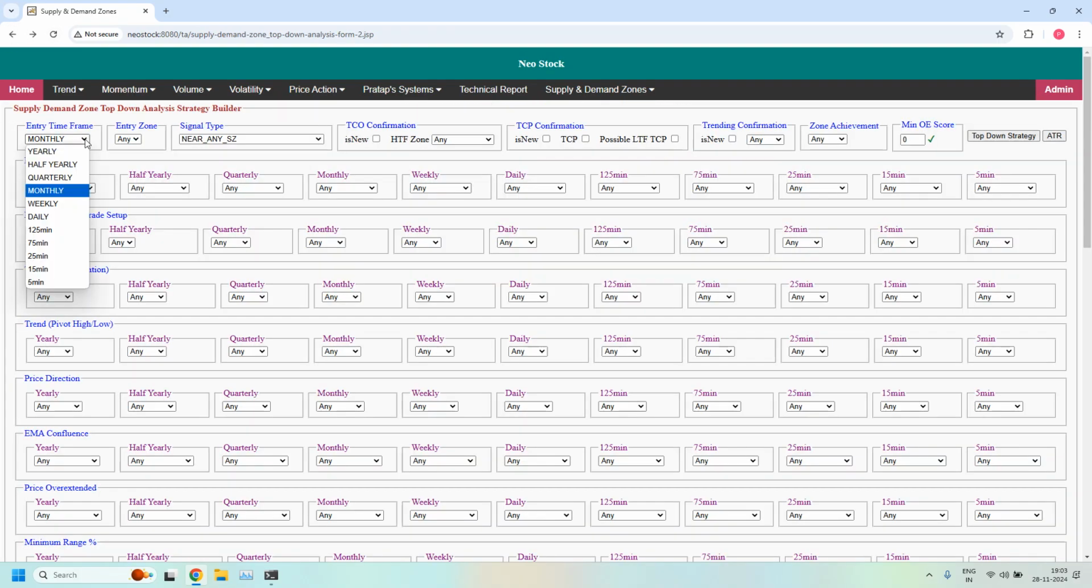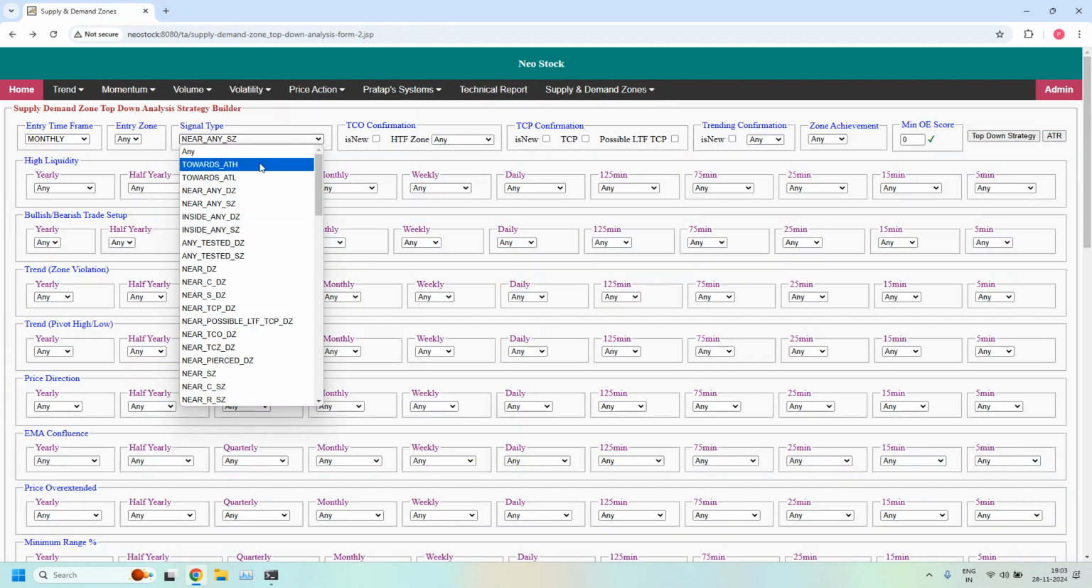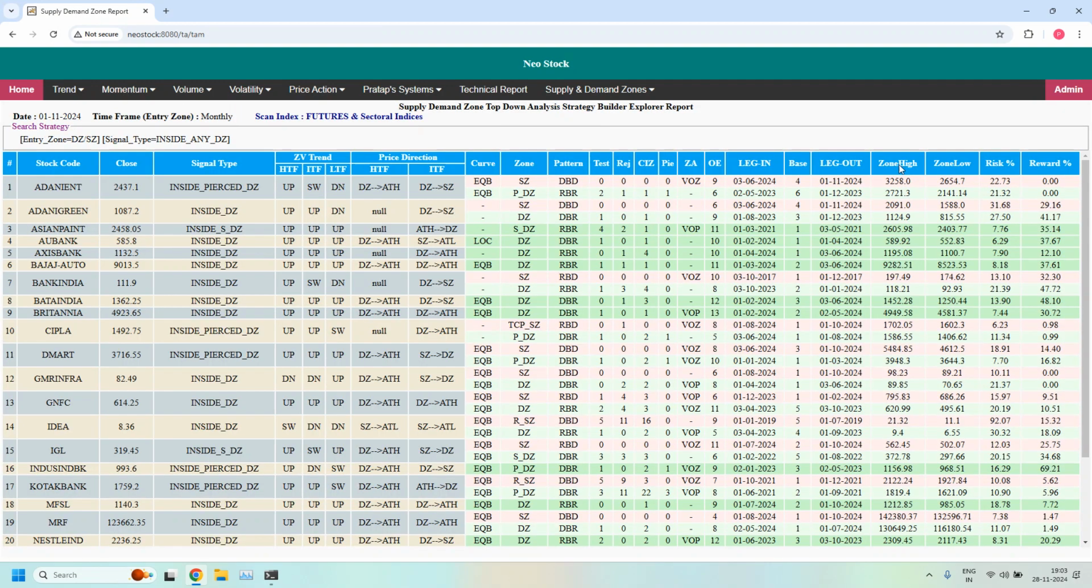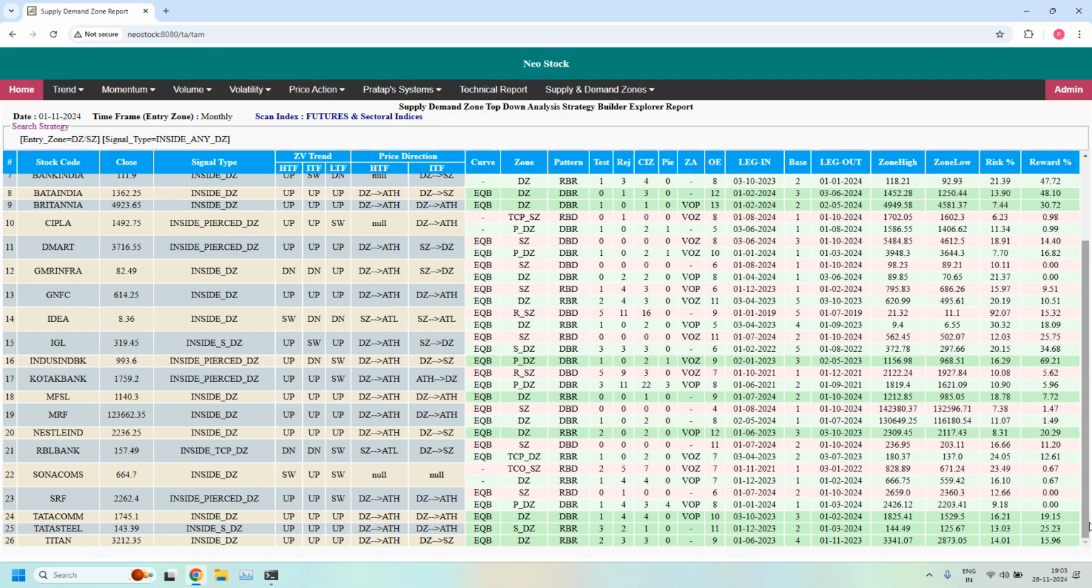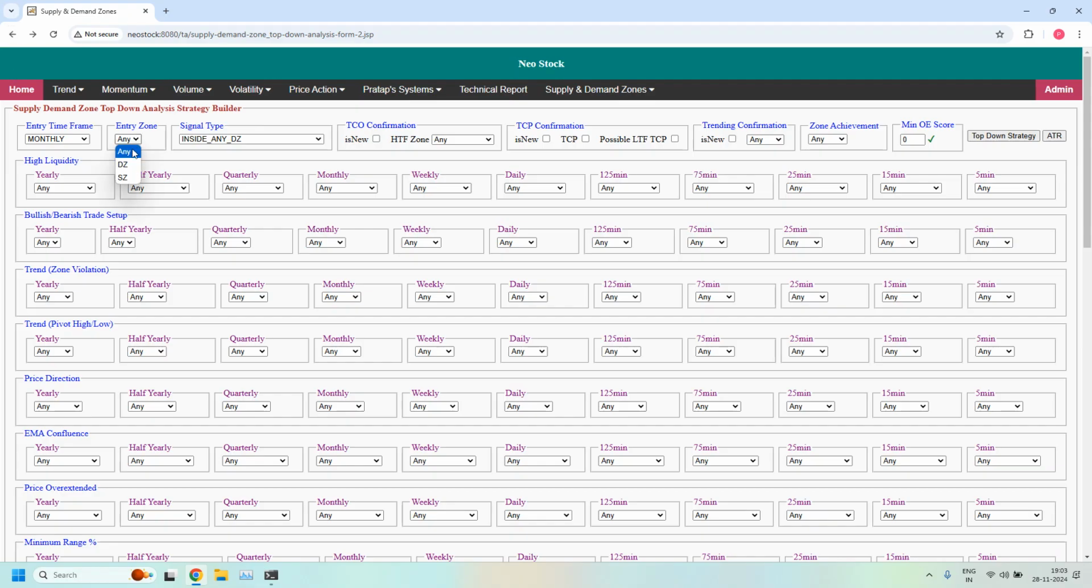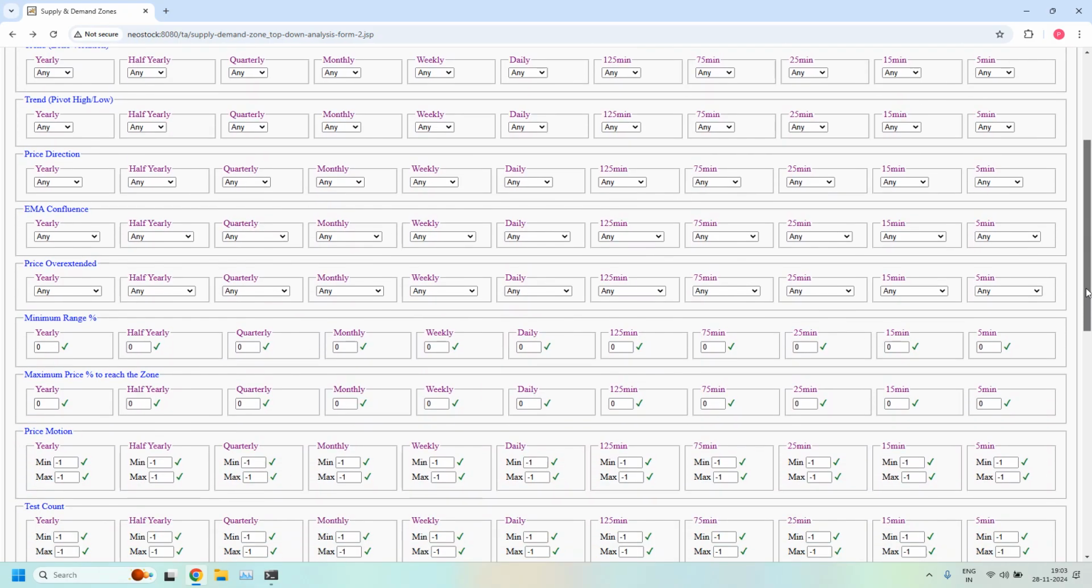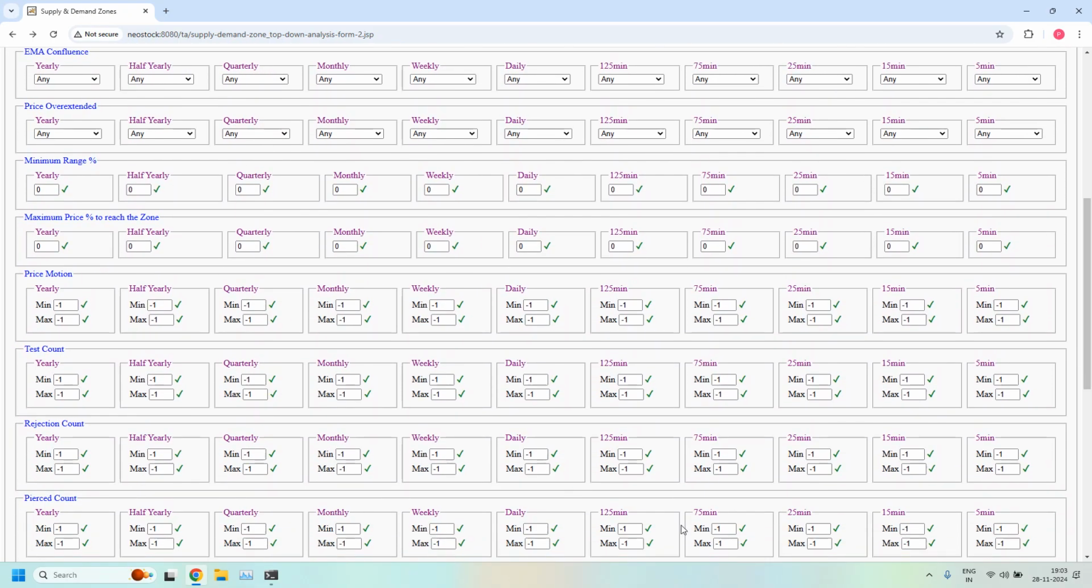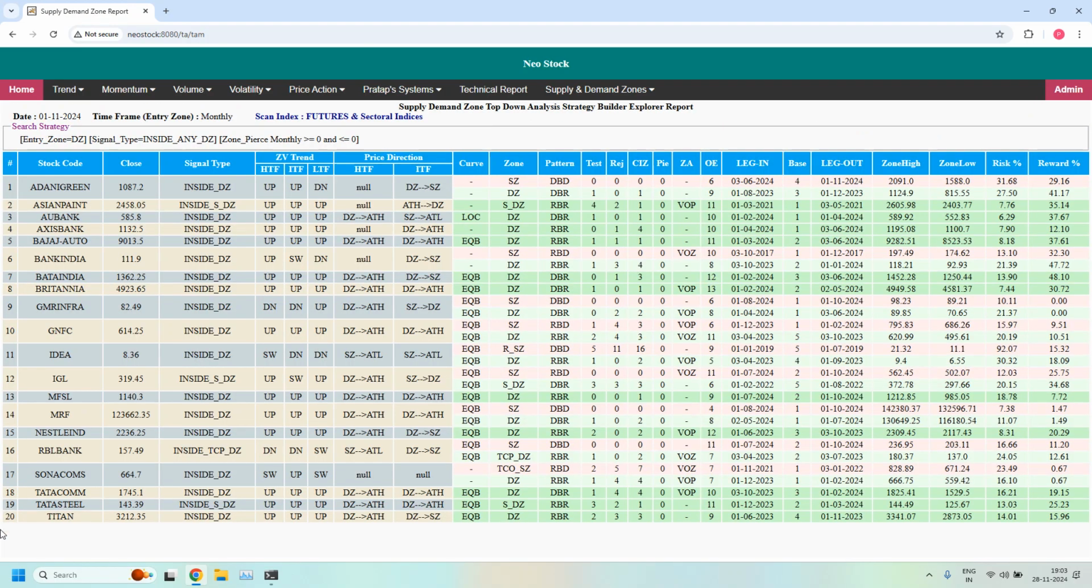Next monthly time frame, price closed inside the monthly demand zone. We got 26 stocks, but some of these zones are pierced zones. Let us eliminate. So I'm selecting monthly demand zone. This monthly demand zone should not be pierced. So in the pierced count, at monthly time frame, I'm setting minimum value 0, maximum value 0. With that filter, we got 20 stocks. These 20 monthly demand zones are not pierced.